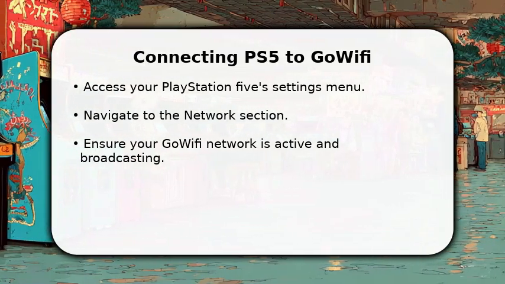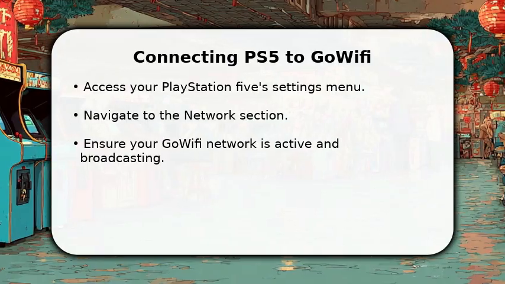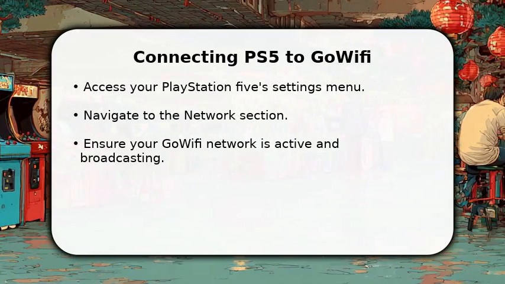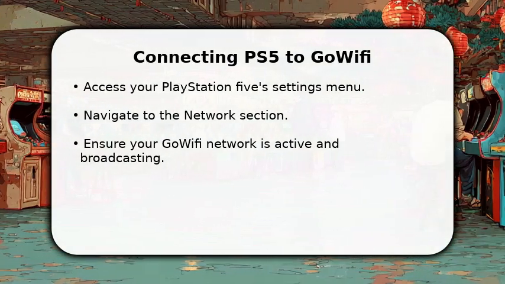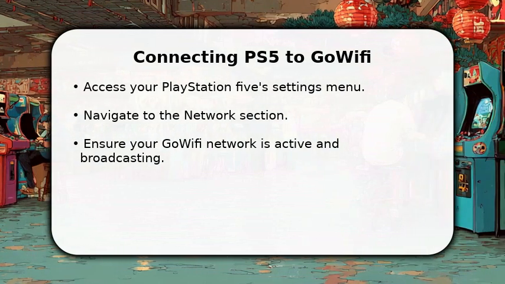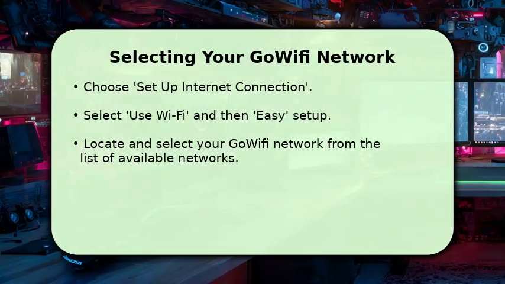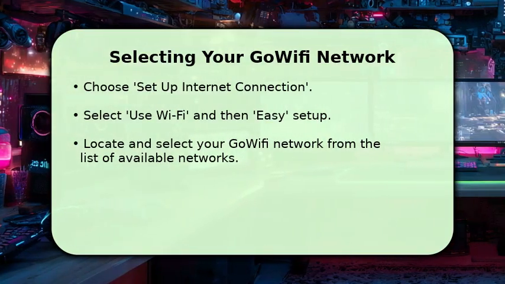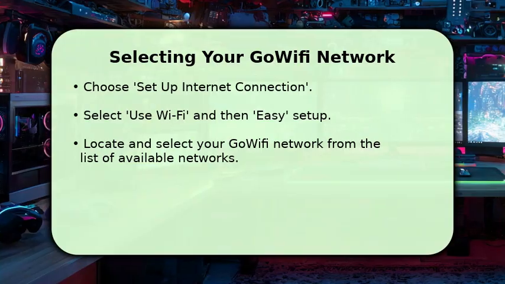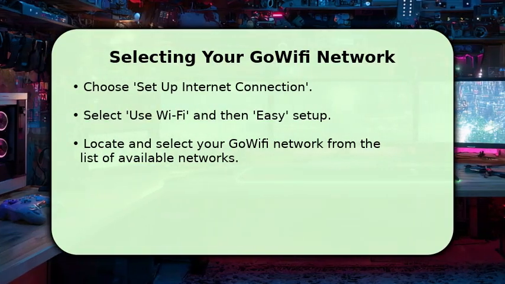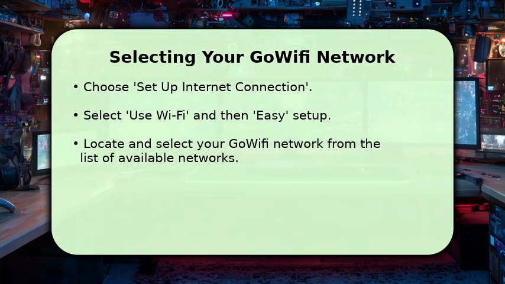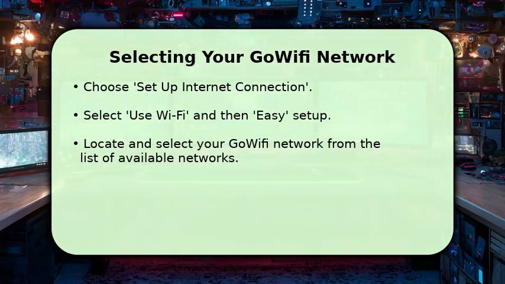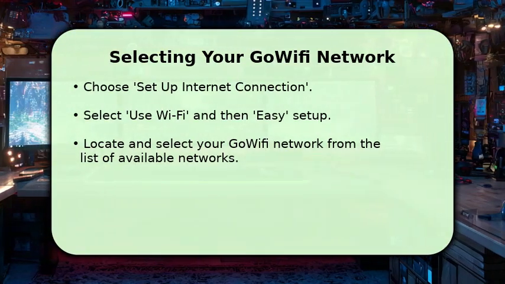Before proceeding, please make sure your GoWiFi router is powered on and actively broadcasting its wireless signal. This ensures your PlayStation 5 can detect it. Once you are in the network settings, you will see an option to set up internet connection. Go ahead and select this. The system will then ask you to choose between use Wi-Fi or use a LAN cable. Select use Wi-Fi. For most users, the easy setup option is sufficient, so choose that.